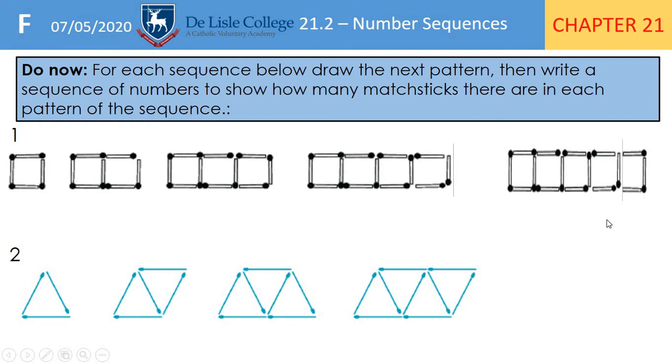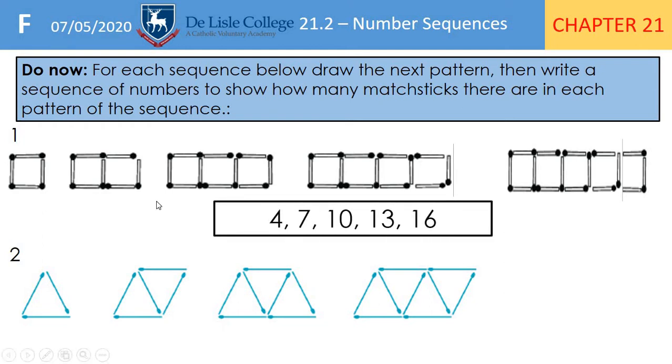Now the next part says, can you then write a sequence of numbers to show how many matchsticks there are in each pattern of the sequence? Well, you should have had this, because we can see from diagram 1 here there's 4, then we add 3 to get 7, then we add 3 to get 10, then we add 3 more matchsticks here to get 13, and then we add 3 more here to get 16.